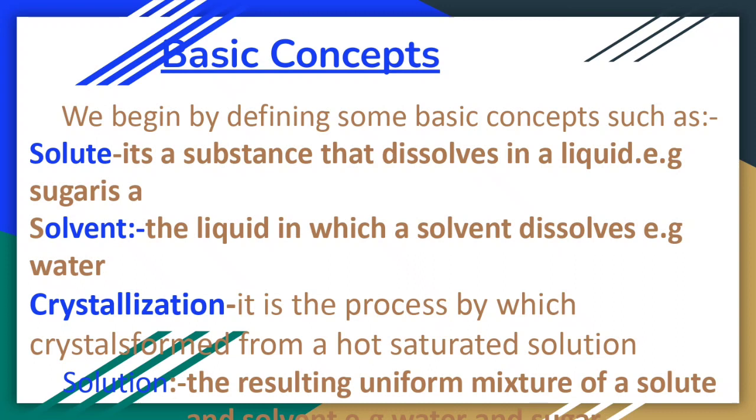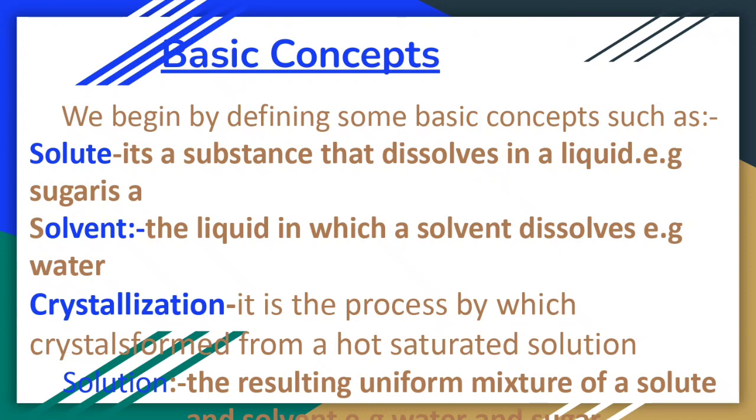Now, we have a solvent. A solvent refers to that liquid in which a solute dissolves. The liquid in which a solute dissolves is called a solvent. An example of a solvent is water, which we say is the universal solvent. In other words, so many solutes dissolve in water.